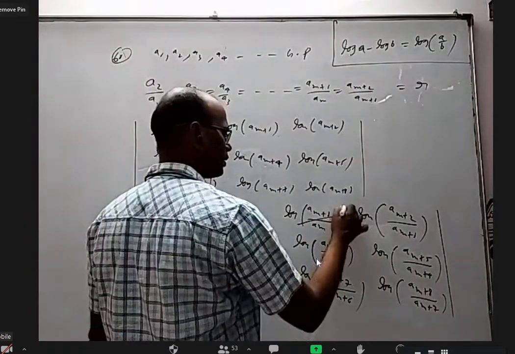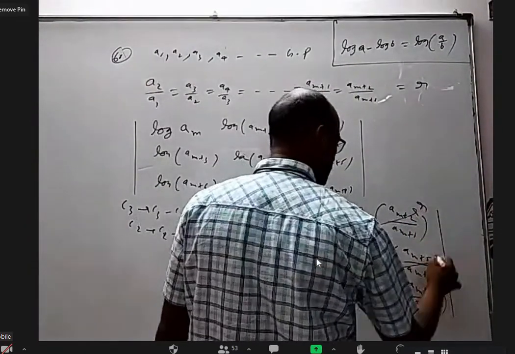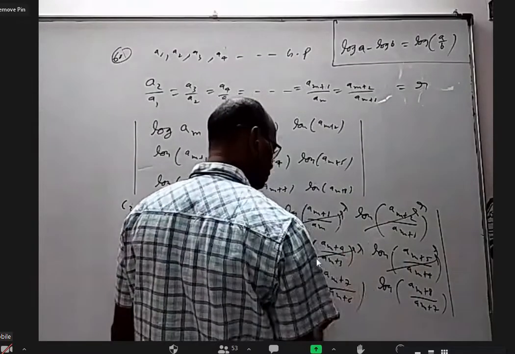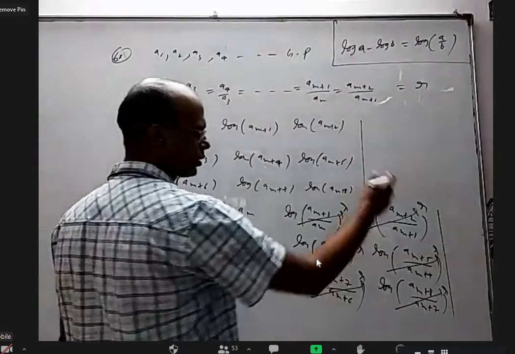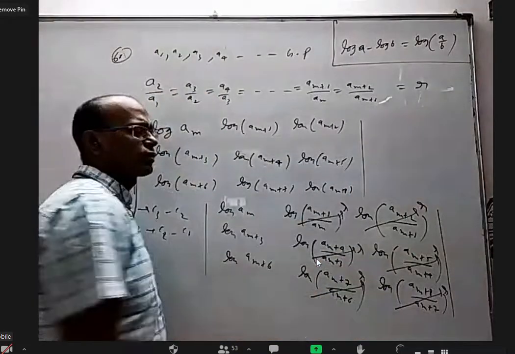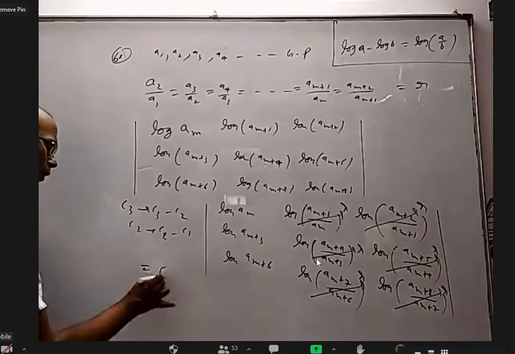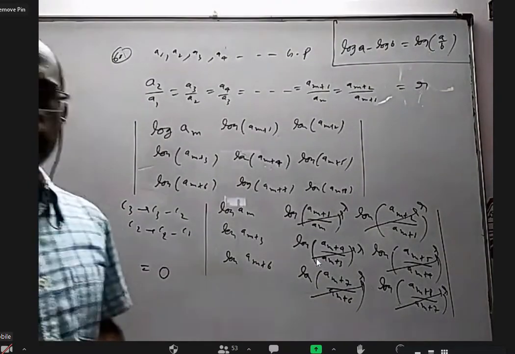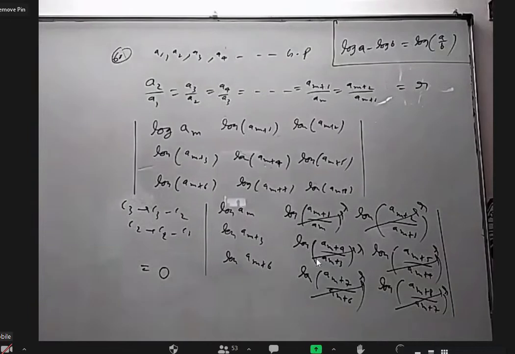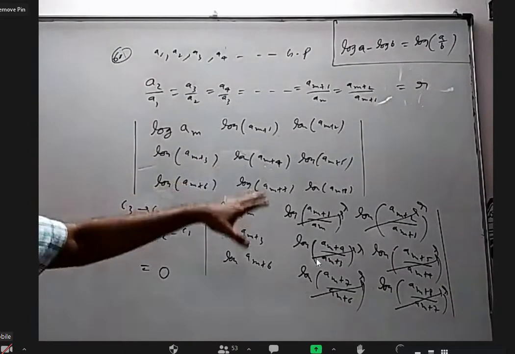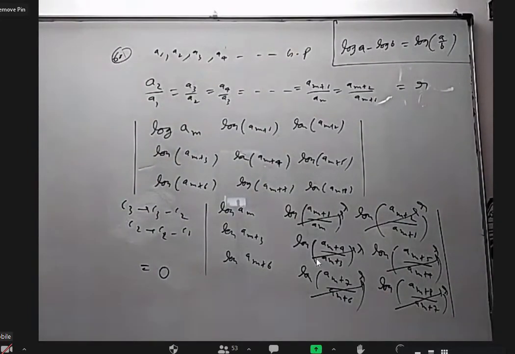I'll just write R here. This is R, this is also R, this is also R, this is also R. Log R, log R, log R, log R, log R, log R. Two columns are equal, so that is 0. I tried to cut short some steps due to lack of place, because every time I write a big determinant, we don't have enough place on the board. If you have not understood, I'm ready to write detailed steps.